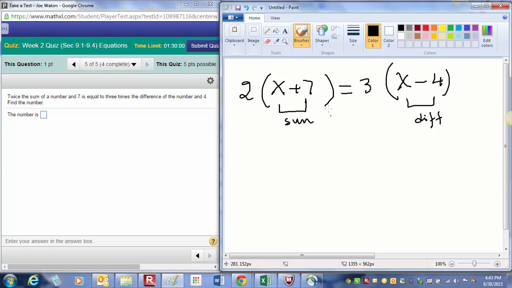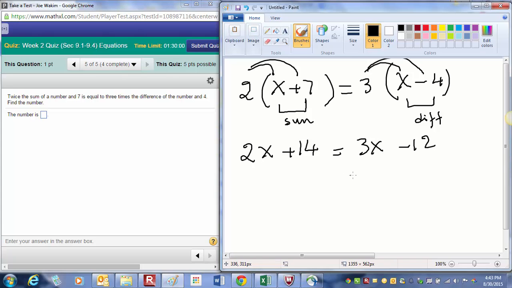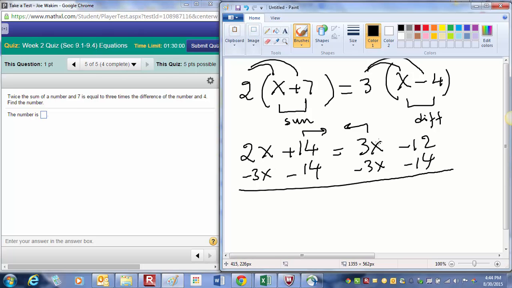Find the number. Okay, let's distribute. 2 times x and 2 times 7: 2x plus 14 equals 3x minus 12. Okay, I want to find x. So let's move the 3x to the left. Subtract 3x from both sides. Let's move the 14 to the right. Subtract 14 from both sides. So I'm always adding the opposite of the number. The opposite of 3x is negative 3x. The opposite of 14 is negative 14.